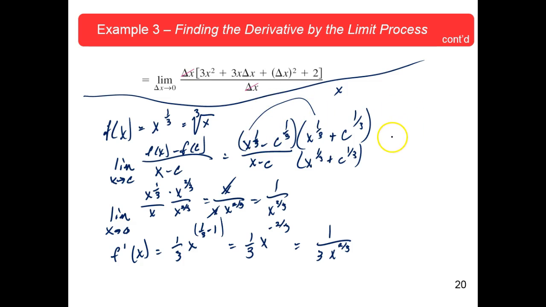Obviously, this will work. Sorry, I should have done this to begin with. This will be x to the 2/3, and when you do these two, they cancel out, minus c to the 2/3 over x minus c times x to the 1/3 plus c to the 1/3. See, this is what I was trying to avoid before. Okay.